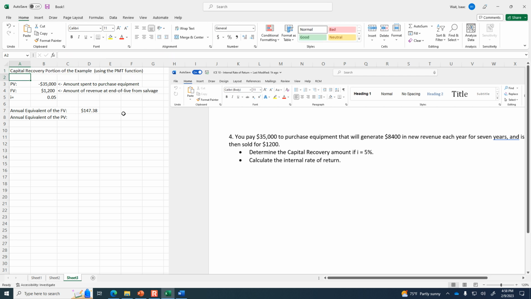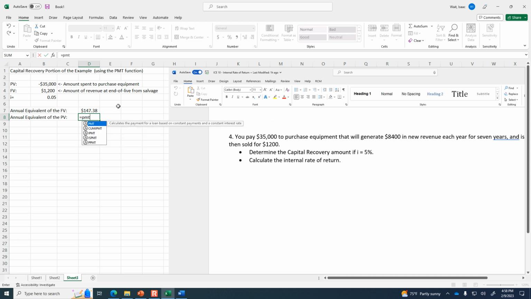Using the PMT function here. All right, so equals PMT. Again, we'll refer to the 5% interest rate. NPER is 7 years. Now, it's asking, what is the PV? So I'm going to say it's minus of the amount that we know. I always have to put the minus sign in because otherwise Excel is going to flip it.